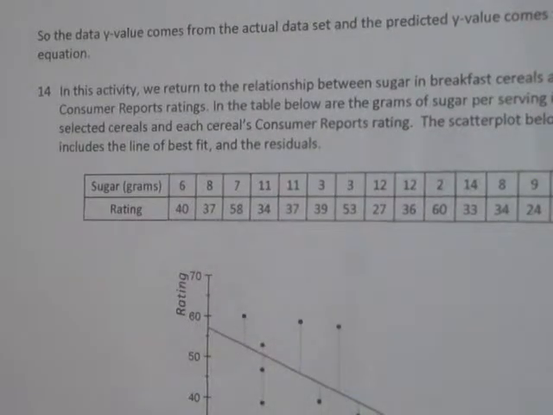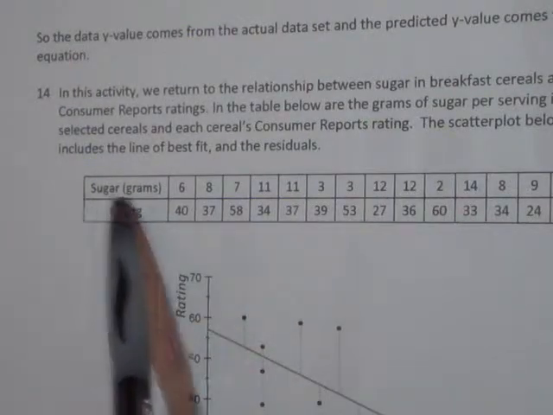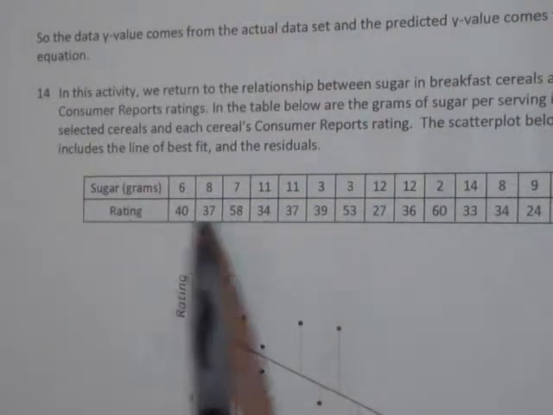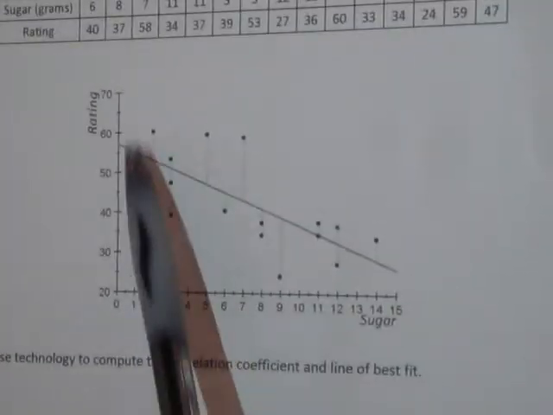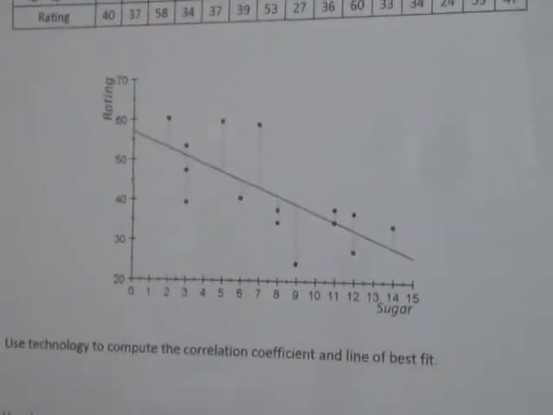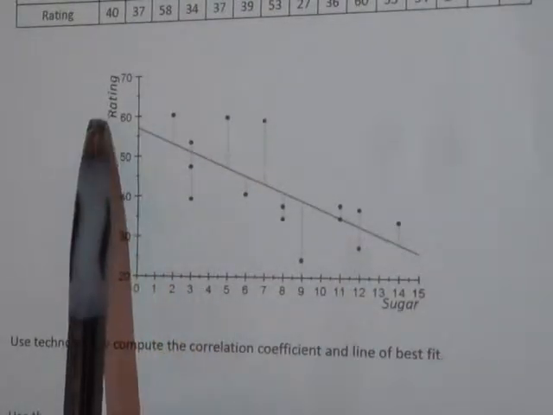Alright guys, so last thing I want to look at here is number 14 on here. What they do is we go back to our line of the sugar in the cereals. And this is a good little exercise in getting us used to the calculator. Okay, what they've done is they've given us the amount of sugar in grams up here and the Consumer Reports rating down here. They gave us the big table, but they also gave us the scatter plot down here.